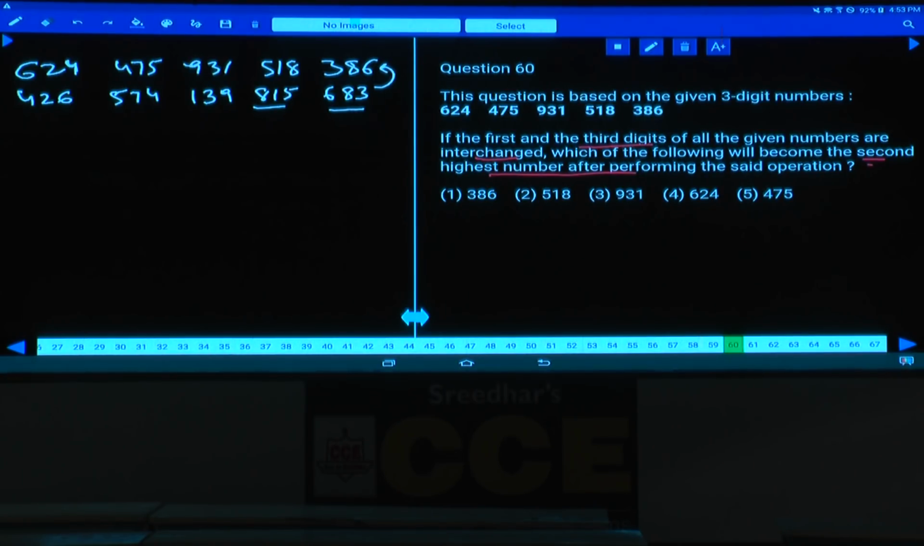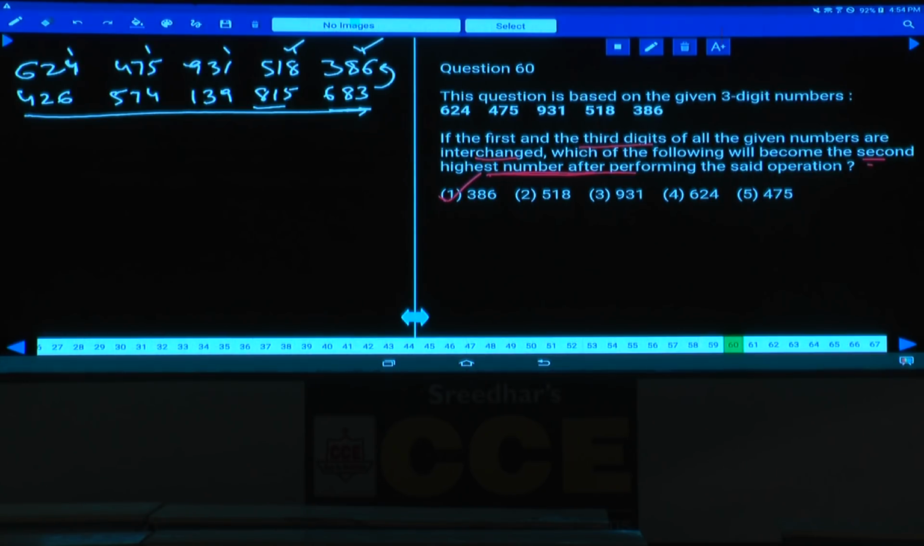Now this 683 we are getting from 386. Then what is your answer here? Choice 1. Rather than working this out by arranging all these elements like this, the second highest number means which number is coming to the first place? The third digit. Now we should find out among the third digits which is the second highest. These are 4, 5, 1, 8 and 6. 8 is the highest, second highest is 6, and 386 will be your answer.